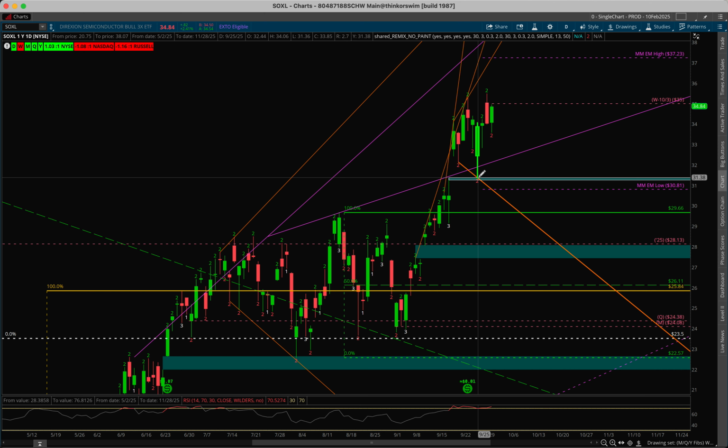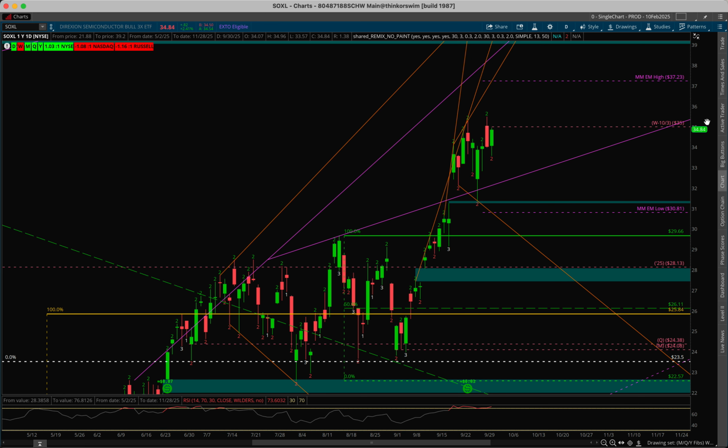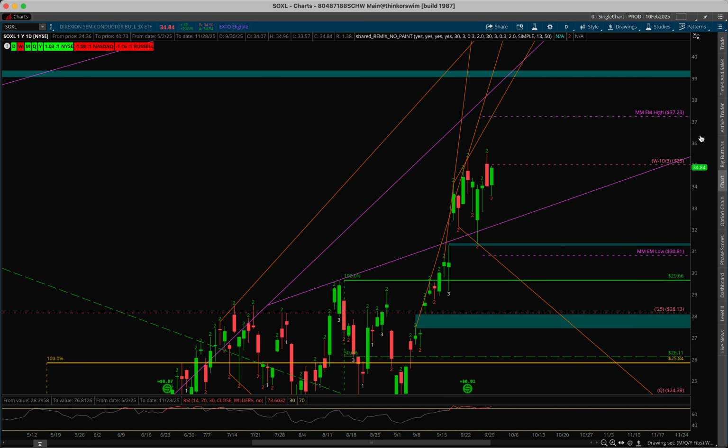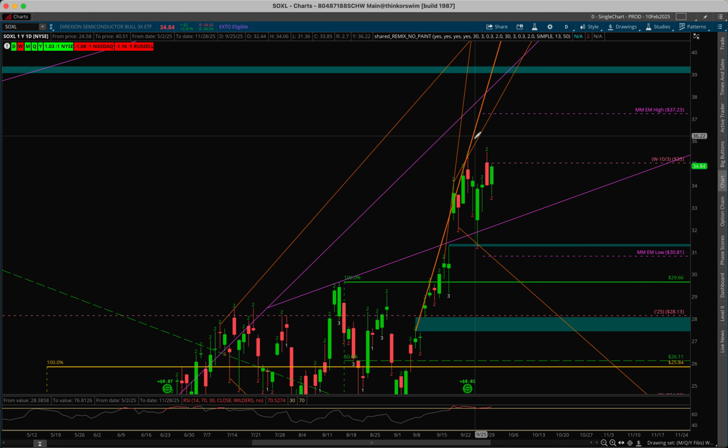Got a higher low from the day perspective, made a higher high. Looks like we're putting in a higher low today as well. So if we go 2 up on the day tomorrow, that's definitely a higher low, and that's continuing this uptrend. How high we go, who knows? We got a market makers expected move high up here at 37.23, which is reasonable because that would bring us in line with this daily broadening formation.